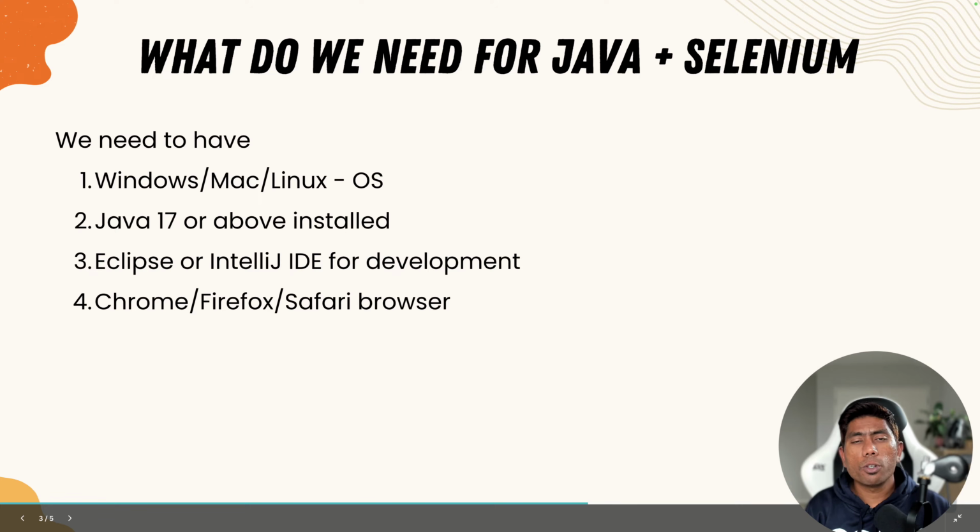And then you also need to have Java version 17 or above installed on the machine. There are many different versions of Java available, and the one I'm going to be using in this demonstration is Java 21, which was released a couple of months ago. So we'll be using the latest version of Java, Java 21, for this particular lecture. That is what you need to have installed on the machine.